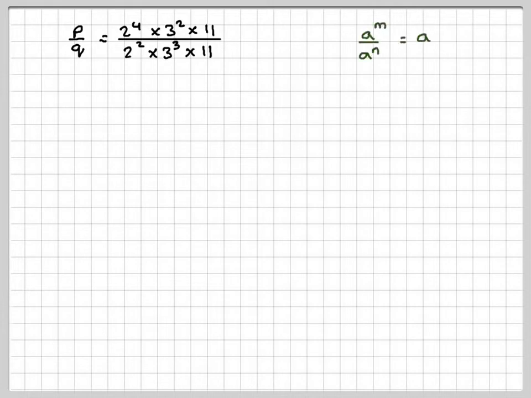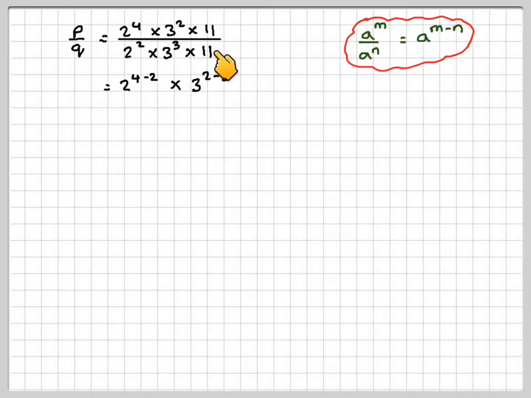Right, using this rule of indices, that a to the m over a to the n, which is what we have here in 3 cases, is a to the m minus n. This will become equal to 2 to the 4 minus 2, 3 to the 2 minus 3, and 11 to the 1 minus 1. So that gives me 2 to the 2, 3 to the minus 1, and 11 to the power of 0.